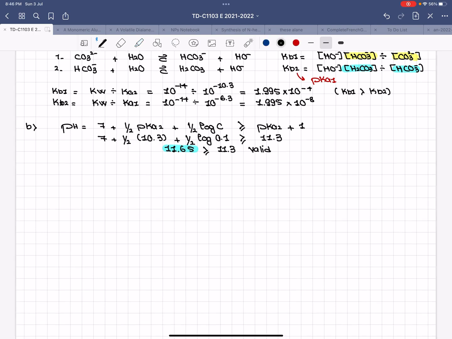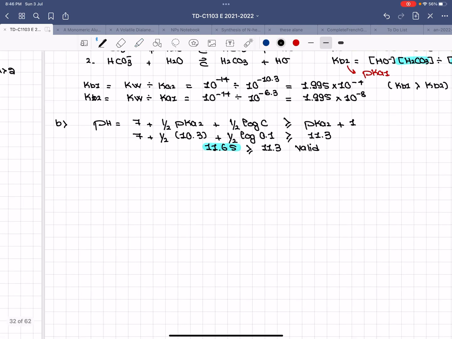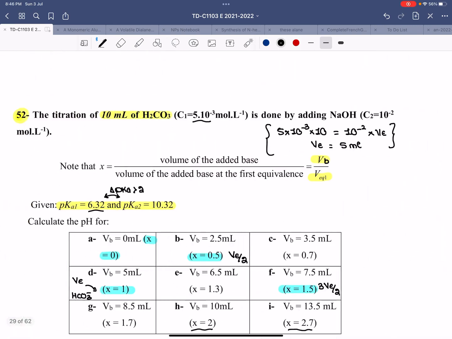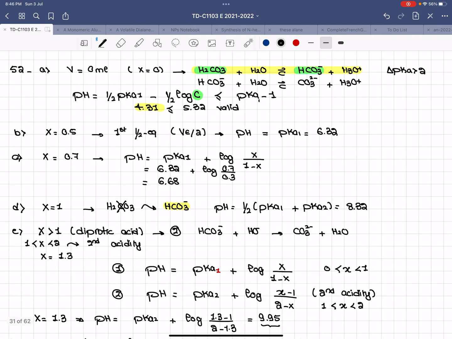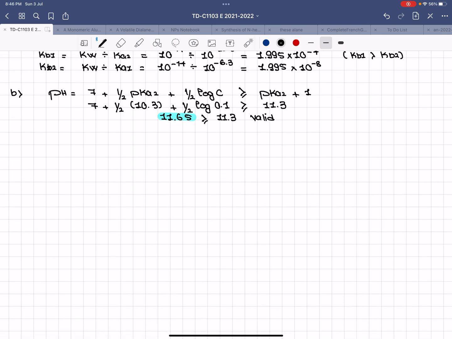Good. That's part B. Let's go back and see part C and D. C is X. Write the corresponding reactions and calculate the pH for X equals 1.2 and X equals 2 and 6 and 10 ml. Okay, very good. Let's start with the 1.2 and the 2, 6 with 10. We can also find them from the X's. It's okay. So, part C.